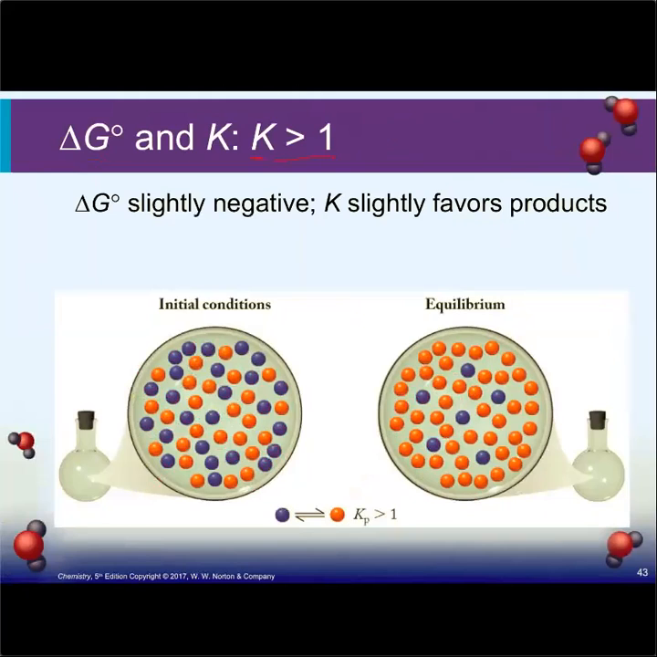that means that the equilibrium is still going to lie towards this side because the K is greater than 1, but there's also going to be a not insignificant amount of reactants.